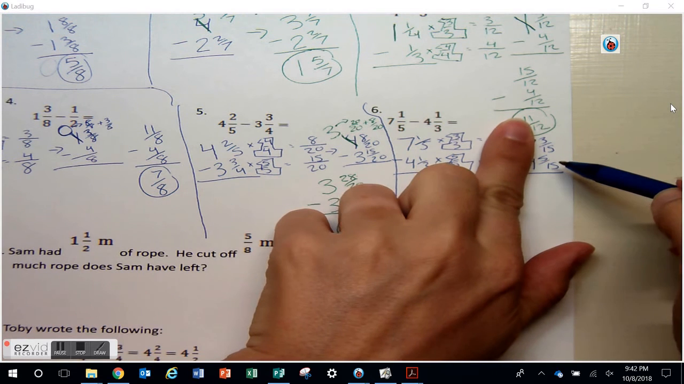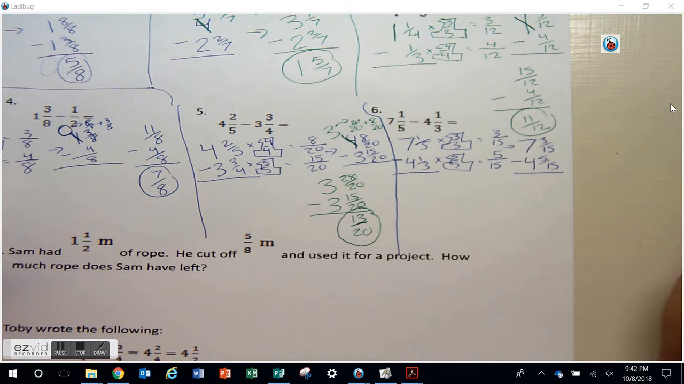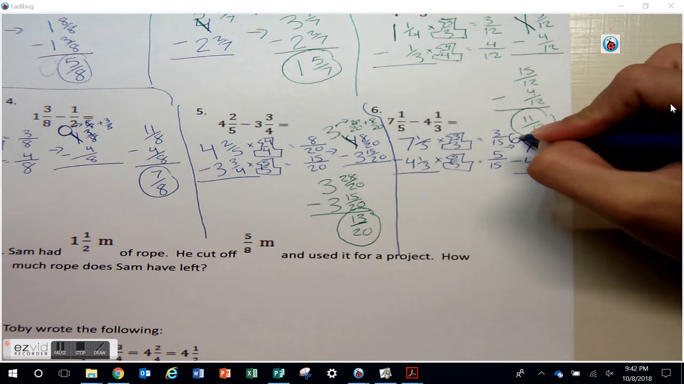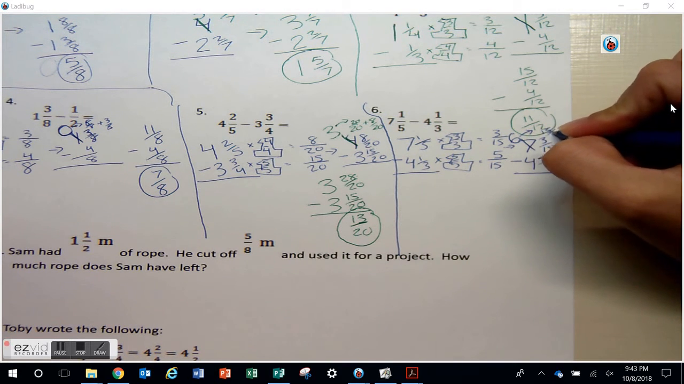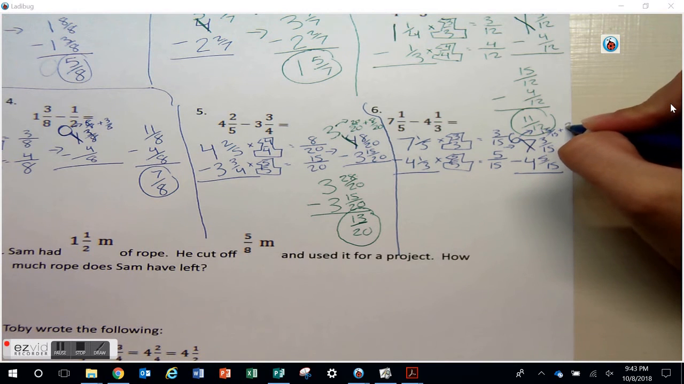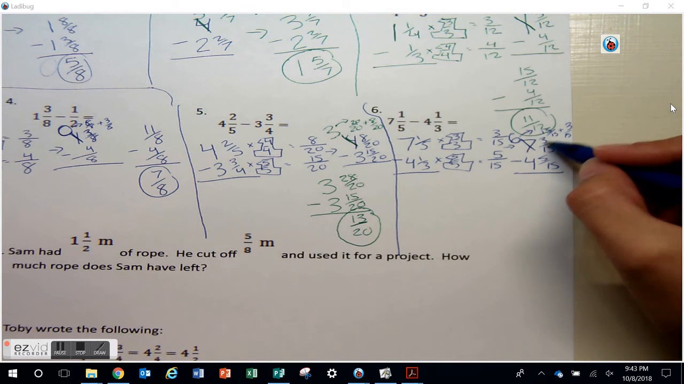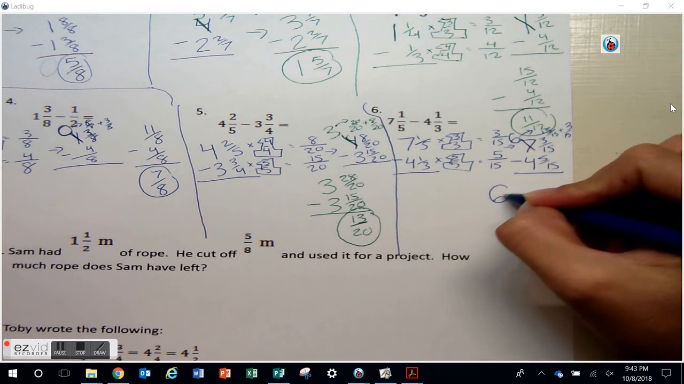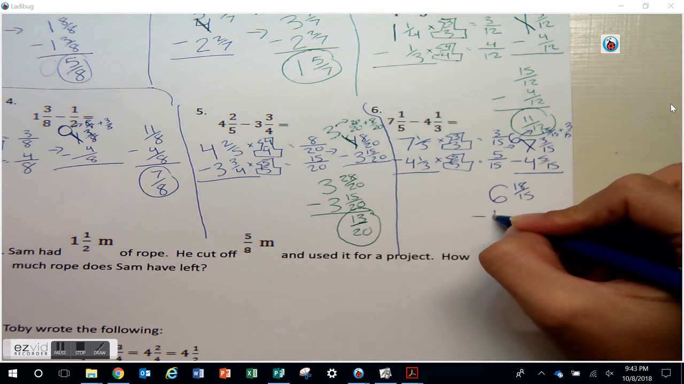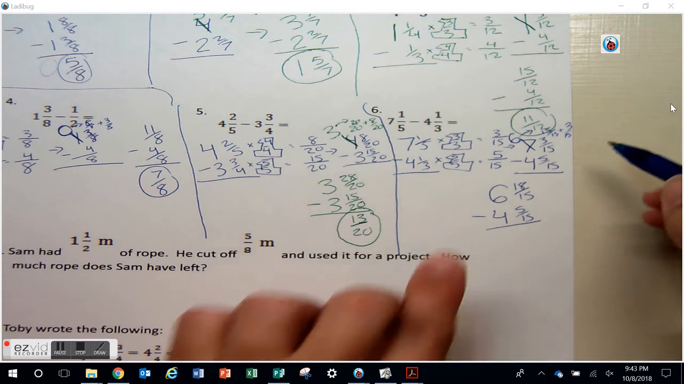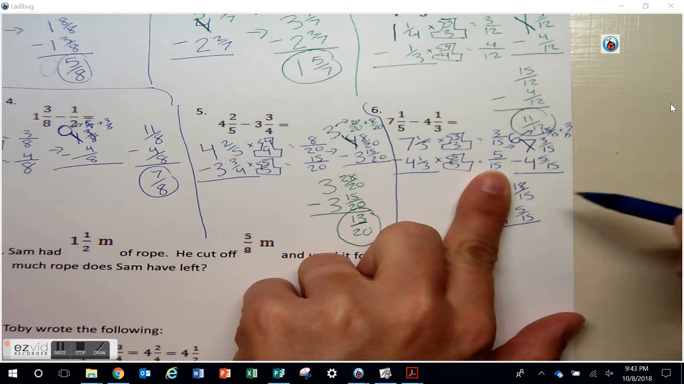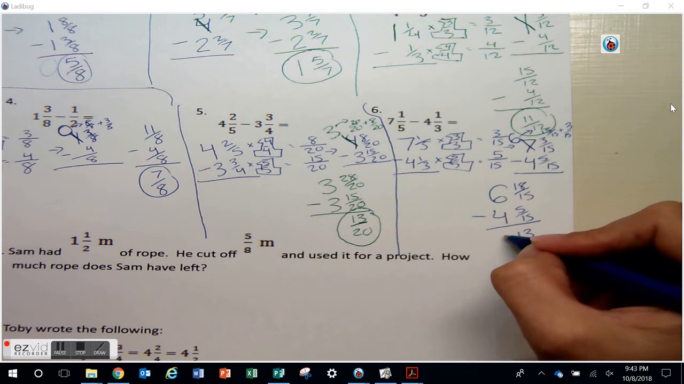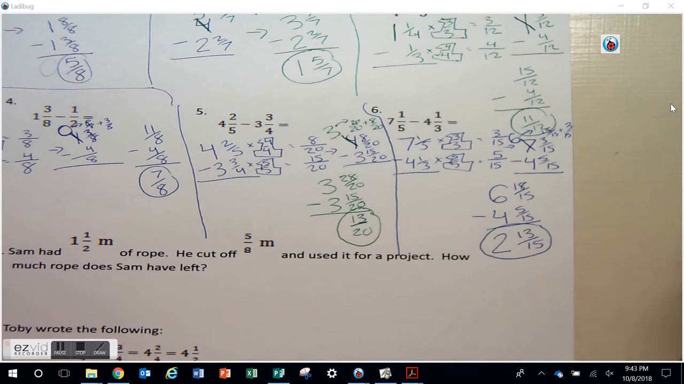Can I take 5/15 away from 3/15? No, I cannot. So we're going to have to regroup. That 7 becomes a 6. We're going to give 15/15 over here and combine that with the 3/15 that were already there. 15 plus 3 gives me 18. So now we have 6 and 18/15 minus 4 and 5/15. Can I do 18/15 minus 5/15? Yes, I can. And I get 13/15. 6 minus 4 gives me 2.